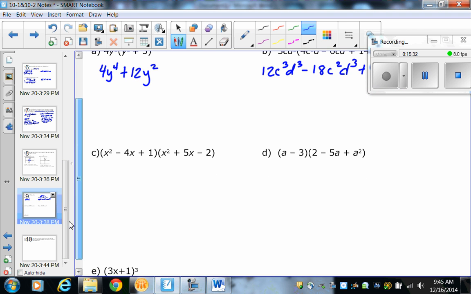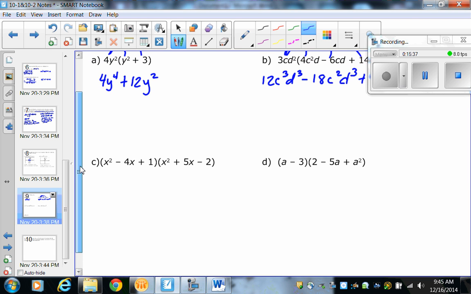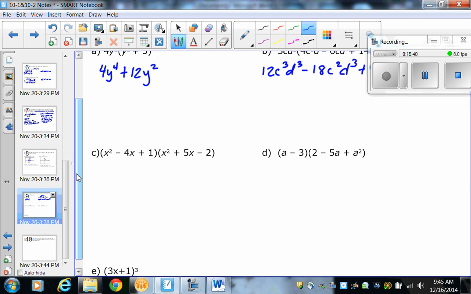For c, we have a trinomial times a trinomial. So what I like to do is the vertical method when multiplying something other than a binomial or a monomial. So in this case, make sure they're in standard form, and they are. So I have x squared minus 4x plus 1 times x squared plus 5x minus 2. And just like you would do the old time when you used to do like 24 times 14 by hand, you did the 4 times the 4, the 4 times the 2, the 1 times the 4, and the 1 times 2. That's the same thing that you're going to do here.